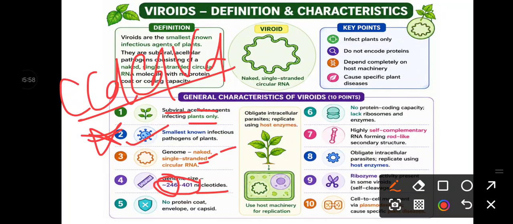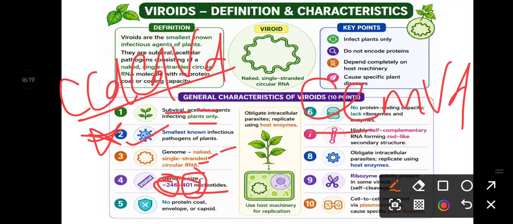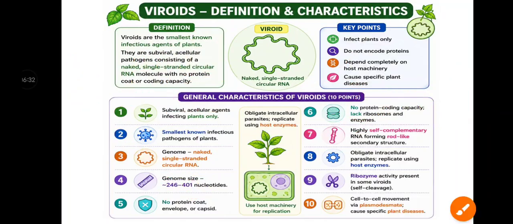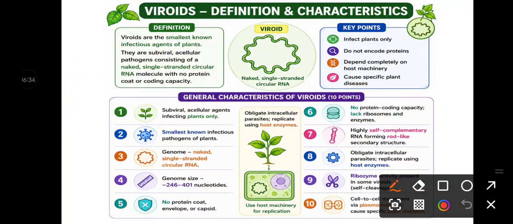The smallest known plant viroid, whose genome size is 246 nucleotides, is coconut cadang-cadang viroid, and the largest viroid, whose size is 401 nucleotides, is chrysanthemum chlorotic mottle viroid. So these are the smallest and the largest viroids known for plants. Remember this. This is actually very important for MCQ-based questions.